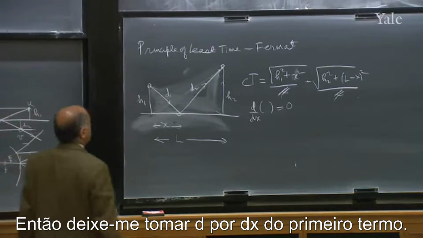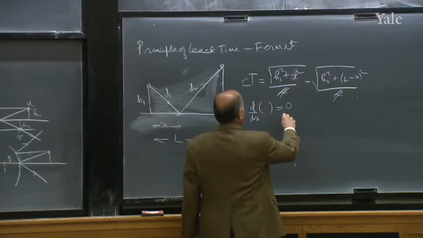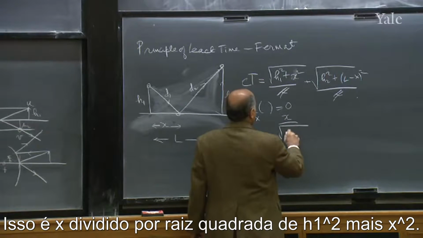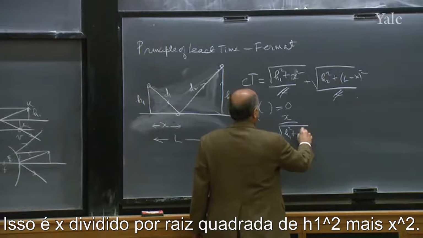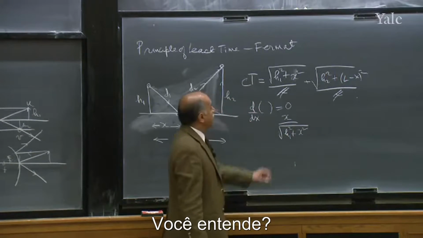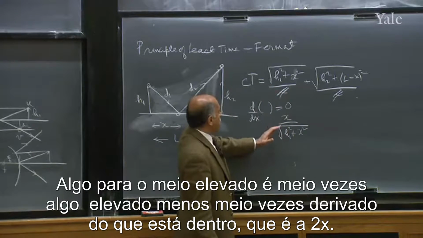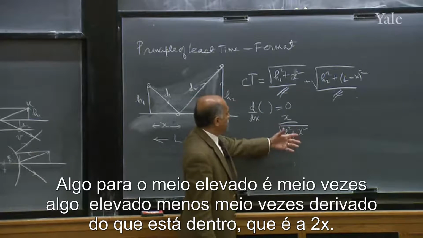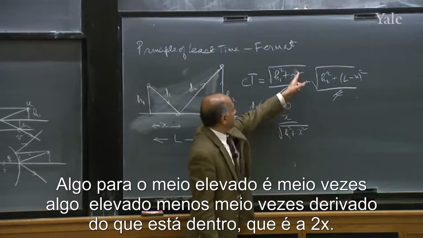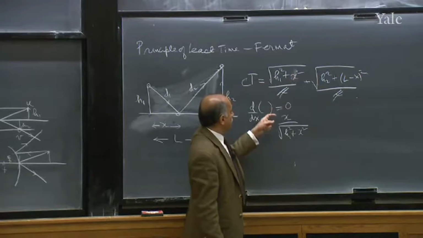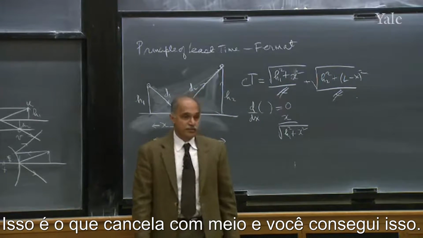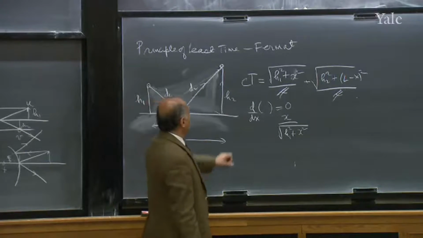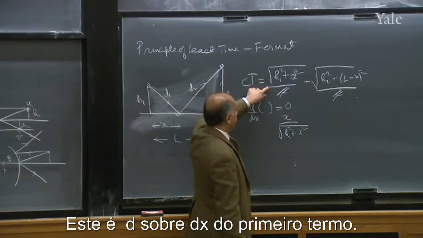So let me take d by dx of the first term. That is x divided by square root of h1 square plus x squared. You understand? Something to the power 1/2 is 1/2 times something to the power minus 1/2 times derivative of what's inside. That's the 2x. That's what cancels the 1/2, and you get this. This is the d by dx of the first term.